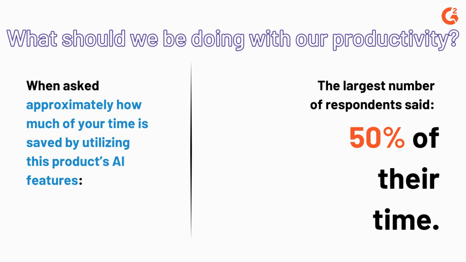The last thing that we want to look at here is some really interesting data that we're getting in on our G2 review forums. If we look at the products on G2 across hundreds of different categories, we have AI feature questions. People are telling us the tools they're using, those that have different AI capabilities. We found that the largest number of respondents said that half of their time is saved using these AI features.